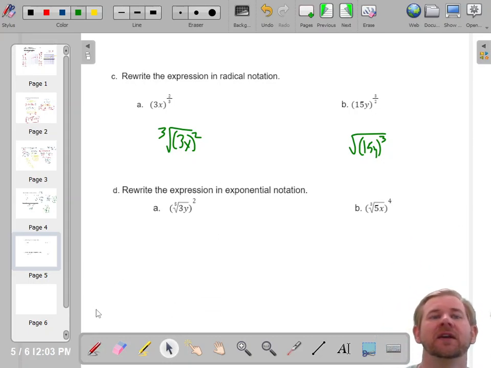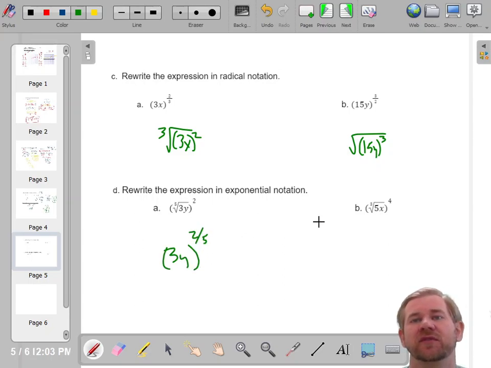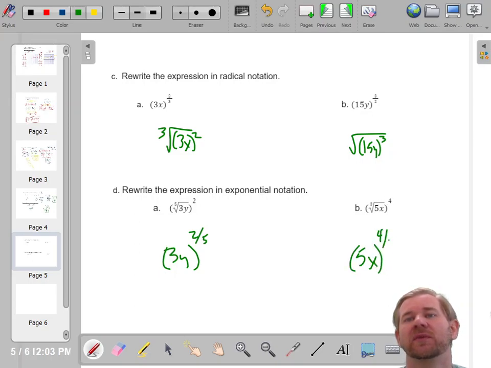And then the last thing, going the other way, we have 3y, and the power is 2, and the root is 5. So 2/5. 5x, the power is 4, and the root is 3, so 4/3.